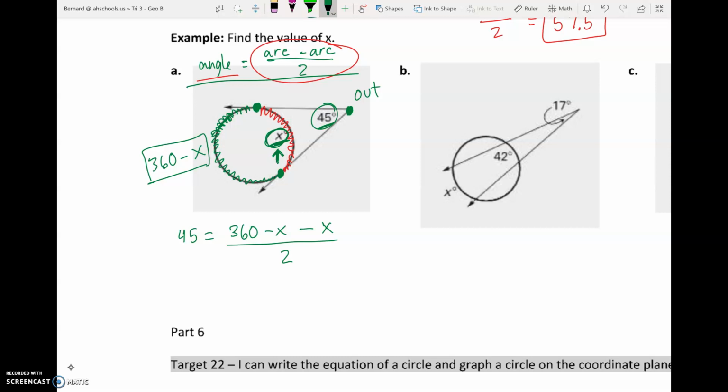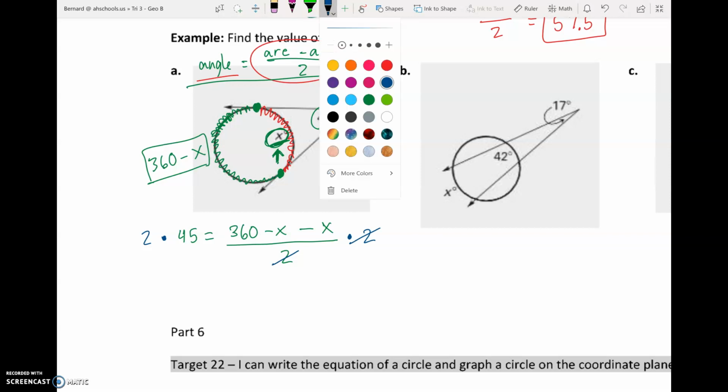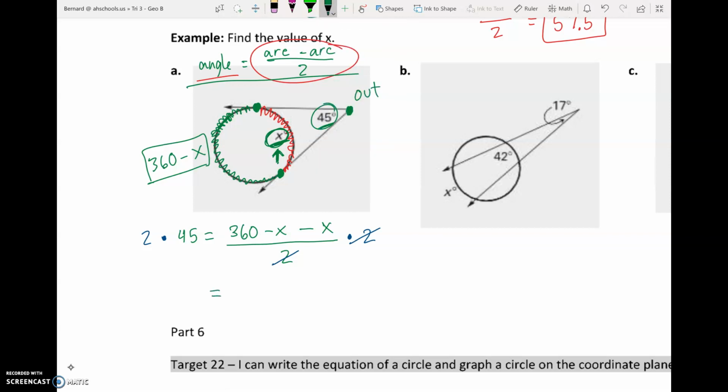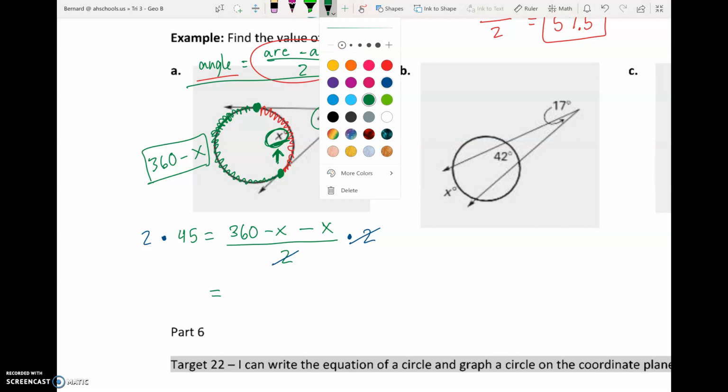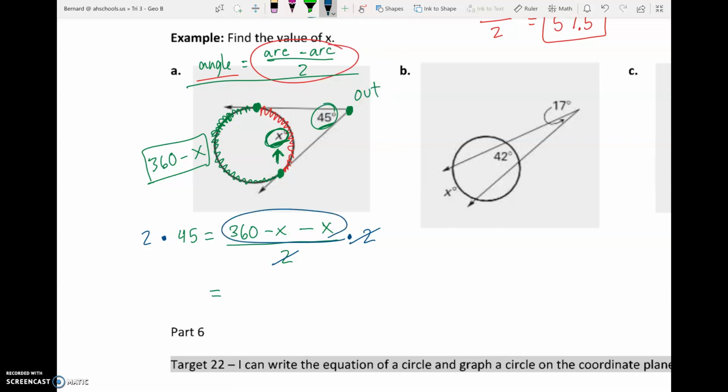Now, I want to do this algebra in two parts. First, let's get rid of the divide by 2 like we've been doing. And we'll get rid of that by multiplying both sides by 2. And so the 2's will cancel on the right side. And we're going to talk about this in just a second.